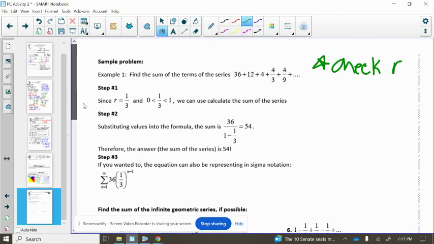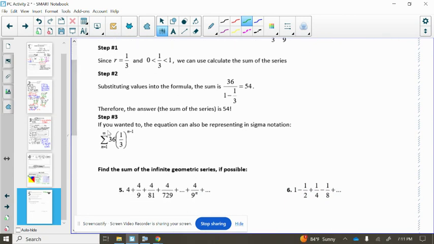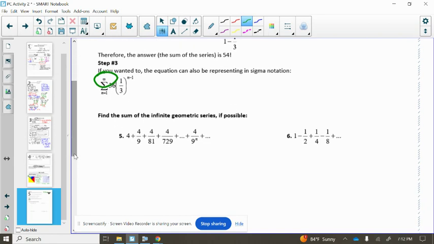Now we also can express this in sigma notation. Notice now what's happening is up top we have that infinite series happening, so that's why we know we're going to want to use this particular formula. So that's another way to know that you would use this formula as opposed to the finite formula.